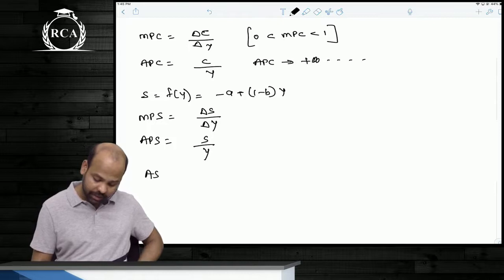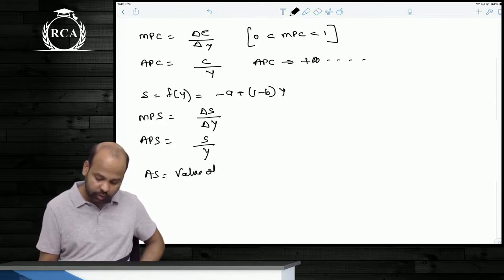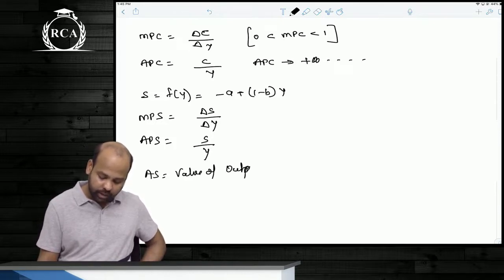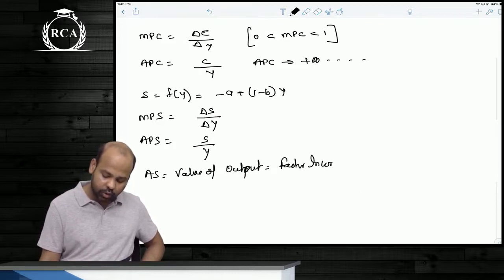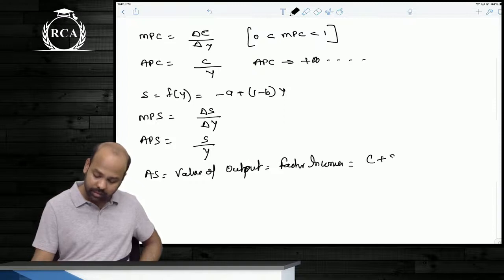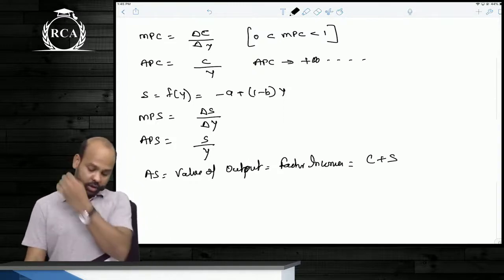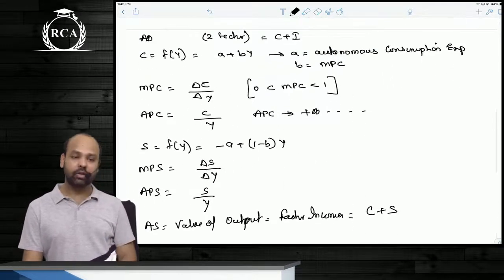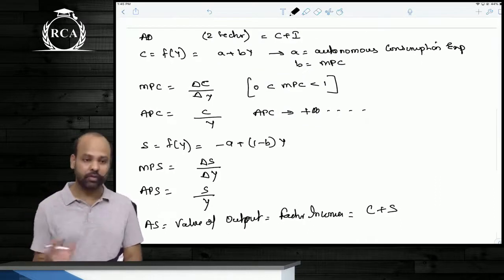Aggregate supply should be the value of output, that is equal to factor incomes, and those factor incomes in a two sector model would directly be equal to consumption plus savings. Consumption plus savings, right? These are the basic formulas that we have learned first.